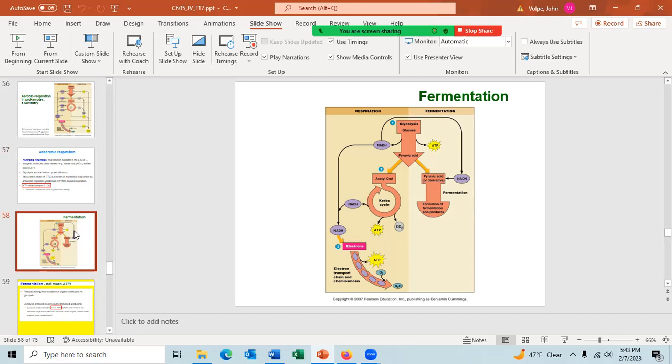Let's talk a little bit about fermentation. We've shown you this slide. Actually, in this slide, it's showing you just respiration on the left. We used it to talk about aerobic respiration, but generally all forms of respiration are similar, and that is they have glycolysis, the preparatory step, and the Krebs cycle, as well as an electron transport chain.